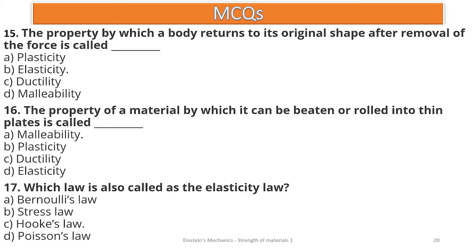15. The property by which a body returns to its original shape after removal of the force is called, that is, elasticity, meaning the body is elastic. If you remove the force, it returns to its normal position. The property of a material by which it can be beaten or rolled into thin plates is called, that is, malleability. 17. Which law is also called the elasticity law? That is the Hooke's law. The Hooke's law is also called the elasticity law.